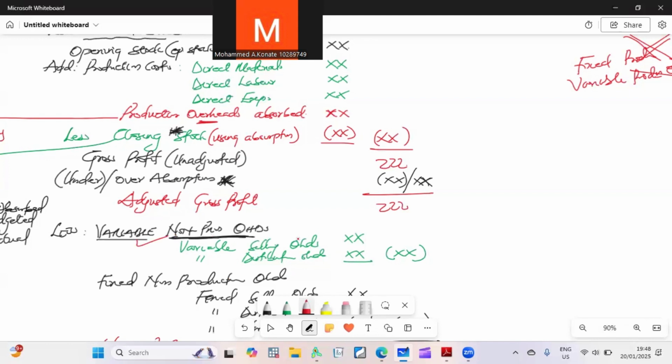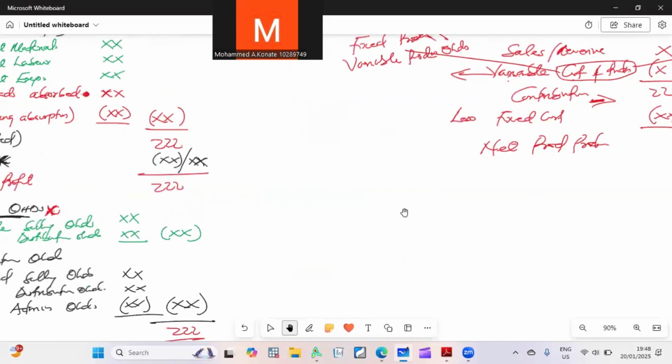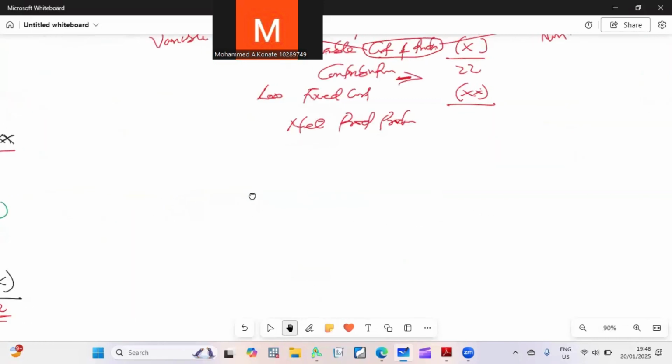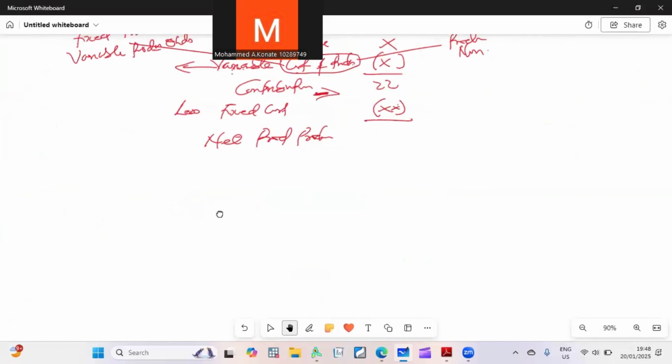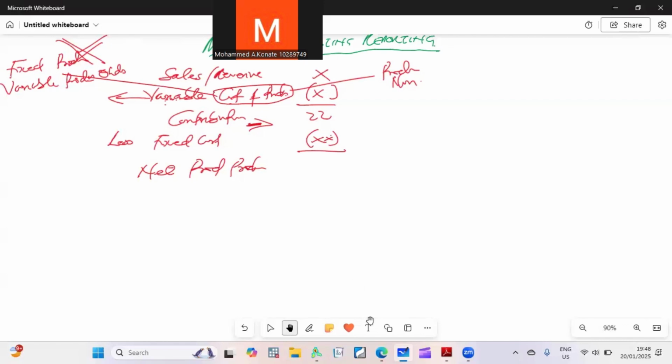So in the absorption, this one will be added to the variable that is here. And the fixed that is within this one will also come down. So that is the switch that happens there. So that is the only difference. And number two, the closing stock will be measured at variable cost. All right. So that is that, not the absorbed one, the one you did using absorption. So basically, that's the general idea.